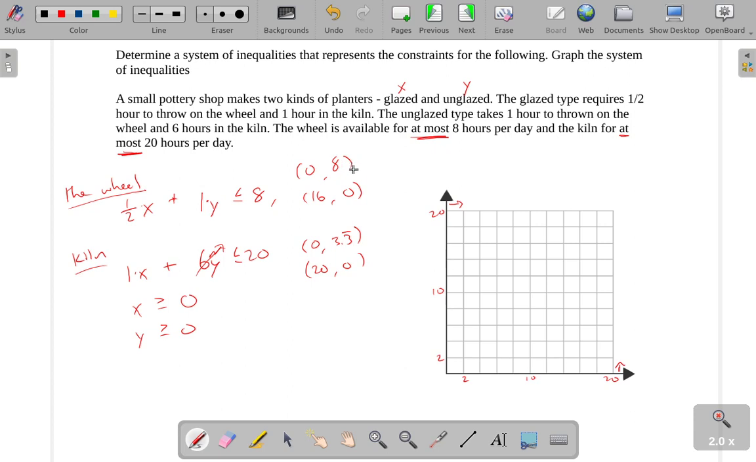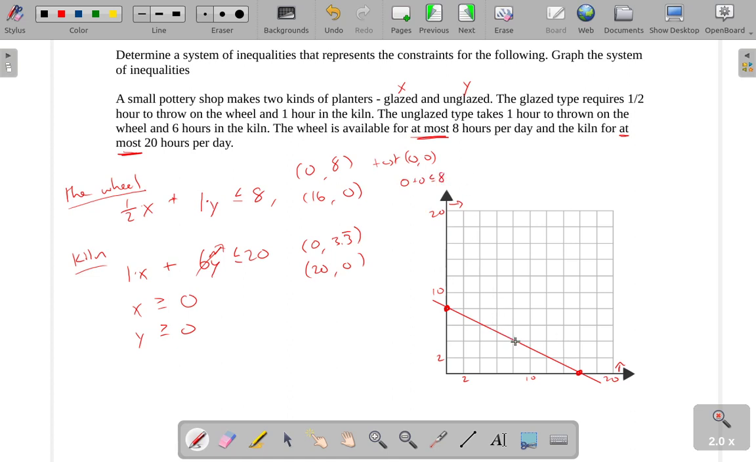Alright, so the first line, we have a y-intercept of 0, 8, which is right there, and the x-intercept of 16, 0, it's 12, 14, 16. So that looks about like this. Testing the point 0, 0, because the line doesn't go through the origin, I can use 0, 0 as a test point. I'm plugging stuff into this equation. 0 plus 0 is less than or equal to 8.